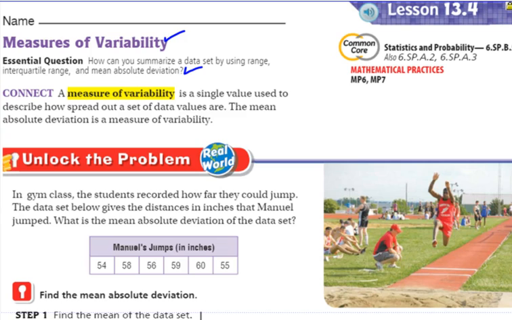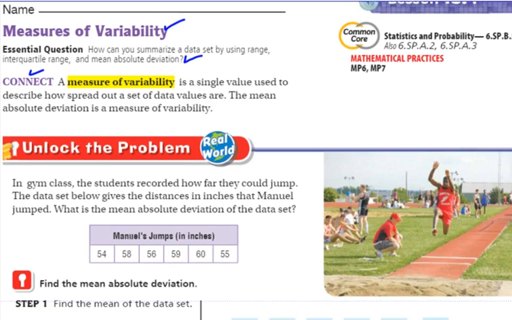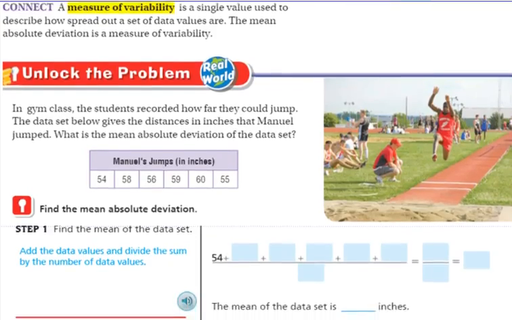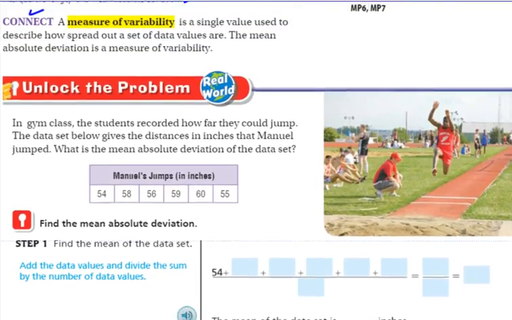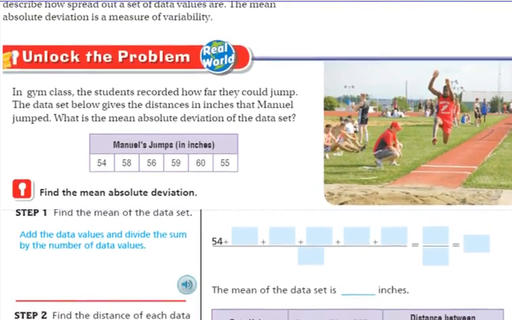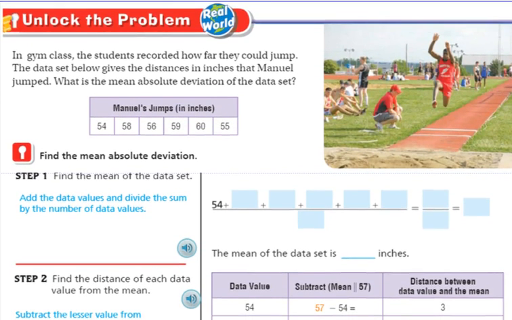So, connect. A measure of variability is a single value used to describe how spread out a set of data values are. The mean absolute deviation, or MAD, is a measure of variability. Variable is the base word of variability, and variable means things differ.